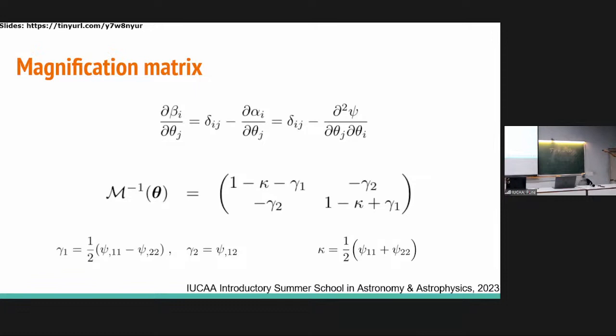Now alpha, as I said, was the gradient of the potential. And so alpha_i, which is the ith component of this deflection angle, should just be del psi by del theta_i. It's the gradient of the potential, and I'm taking only the ith component of this gradient. I have to take another differentiation with respect to theta_j. That's why you see this del 2 psi by del theta_i del theta_j.